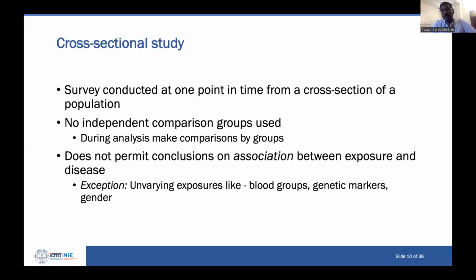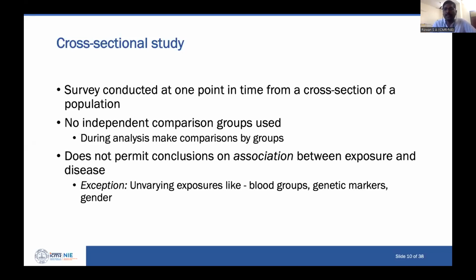It does not permit conclusions of association between exposure and outcome or disease. There are a few exceptions where you can make conclusions about association where you have a preconceived idea about blood groups or genetic markers or gender. For example, we know in the population, men and women are 50-50%. So in your study, if you want to see an association between gender and some outcome, you can still do it because you know the gender should be 50-50. So apart from these situations, cross-sectional studies cannot be used to determine associations between exposure and outcome.